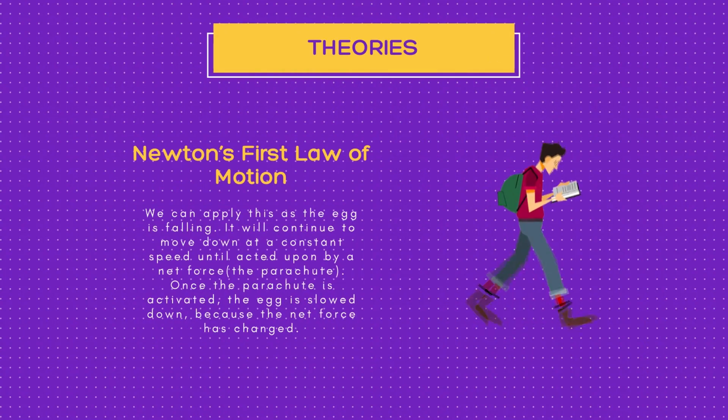The theories that were applied in this experiment are Newton's first law of motion. We can apply this as the egg is falling. It will continue to move down at a constant speed until acted upon by a net force, which is the parachute. Once the parachute is activated, the egg is slowed down because the net force has changed.